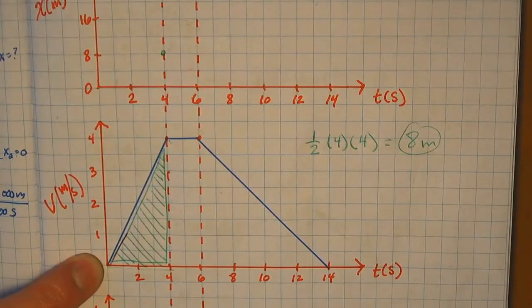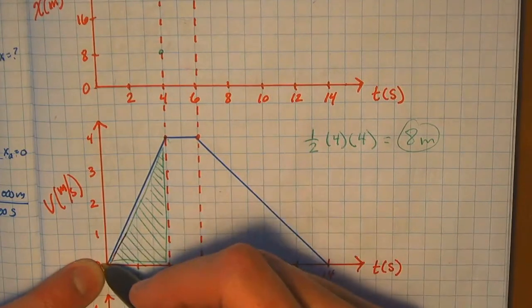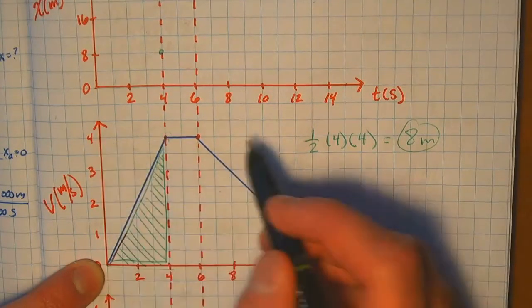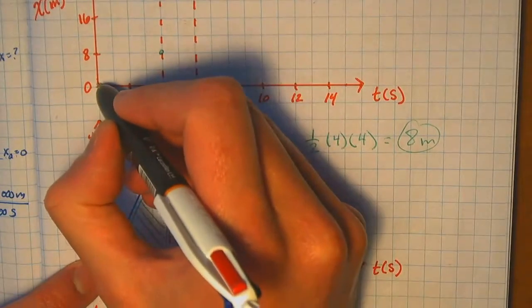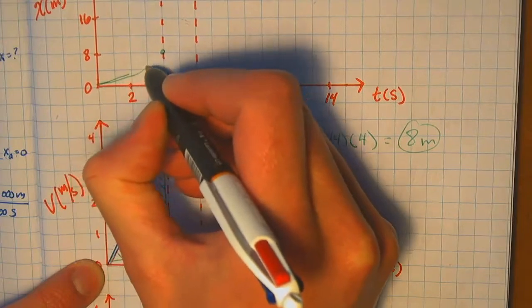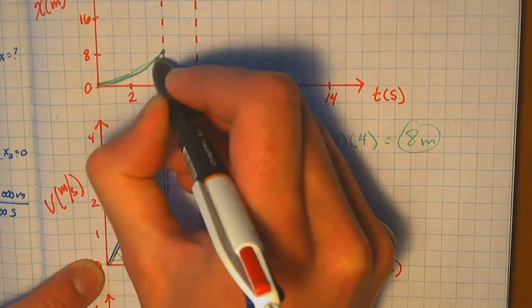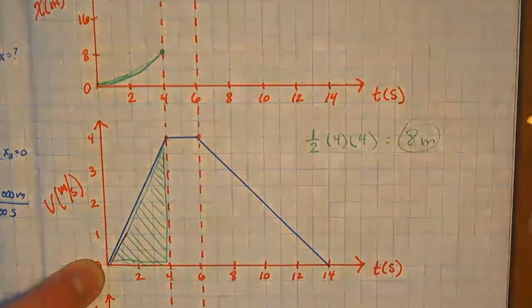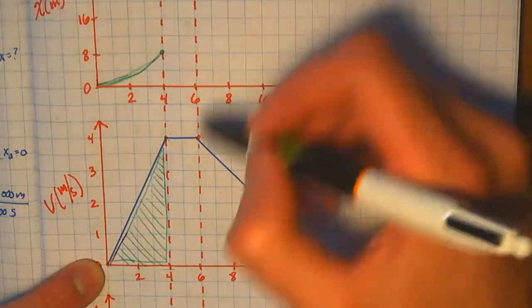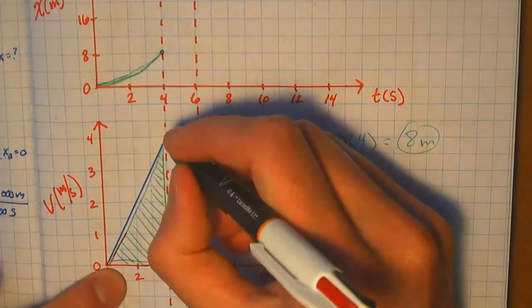So now let's think about what the shape of that graph is. Remember that since it's speeding up, it's going faster and faster and faster. The slope is going to get steeper and steeper and steeper. So it's going to start out pretty flat, and then it's going to get steeper and steeper up to that point. But I know that it's going to end up here at 8. Then we do the next part. So the next part would be this rectangle right here.